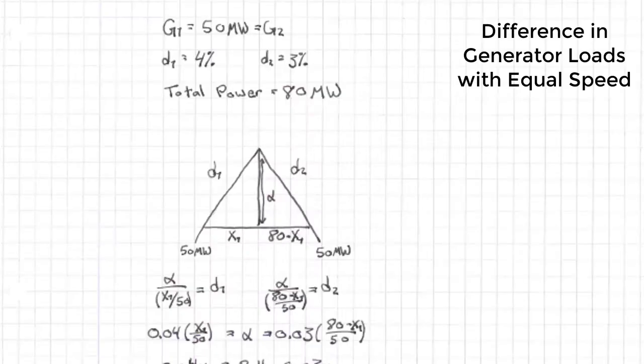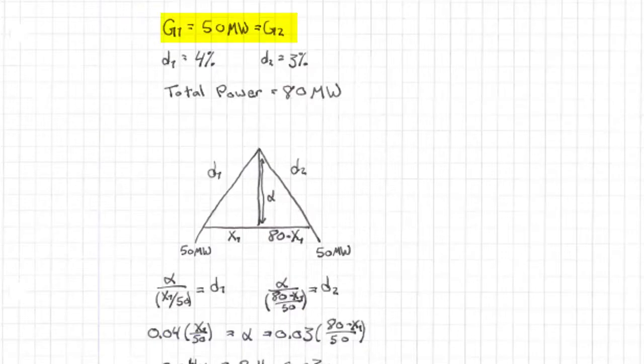For our example, we're going to use two generators of equal size. Both of them will operate at 50 megawatts. The first generator's droop will be 4%, and the second generator's droop will be 3%. We will connect these two together and look for a total power of 80 megawatts. The first way we can do this is to set them to an equal speed and determine how much power is being used by each.